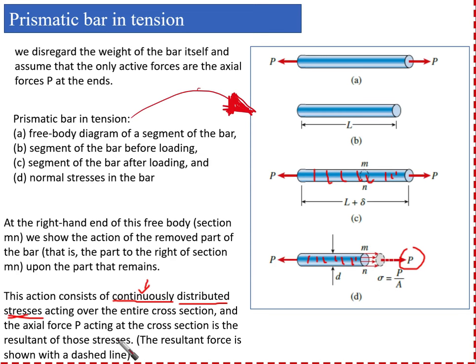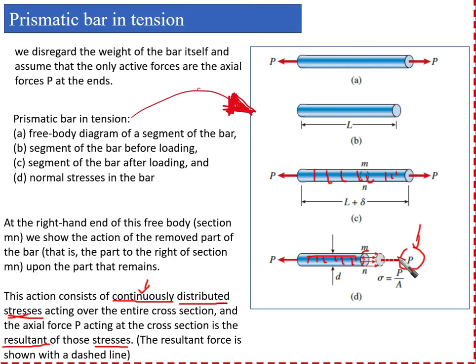Okay, and the axial force P acting at the cross section is the resultant, take care of this word, resultant, of those stresses. The stress is continuous, and at the same time every point on the cross section is being stressed. The summation of these stresses across the entire cross section gives us the resultant, which is P, the force being applied. The resultant force is shown with a dashed line. This is the resultant force here.